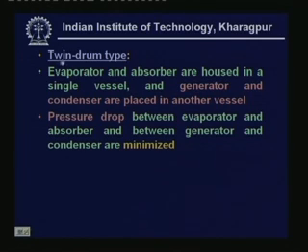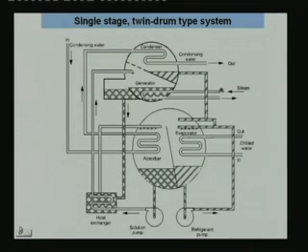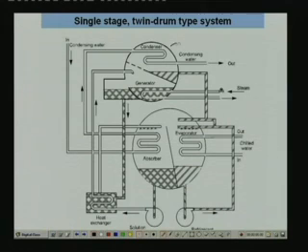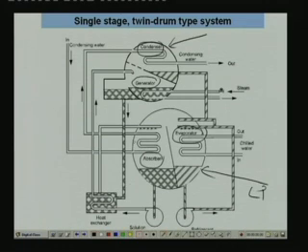Let me show a typical commercial twin drum type system. As you can see, you have one drum here which houses the condenser and the generator, and then you have another low pressure drum which houses the evaporator and the absorber. Outside of this you have a solution heat exchanger and solution pump. In addition to that you also use what is known as a refrigerant pump. This is your refrigerant pump.